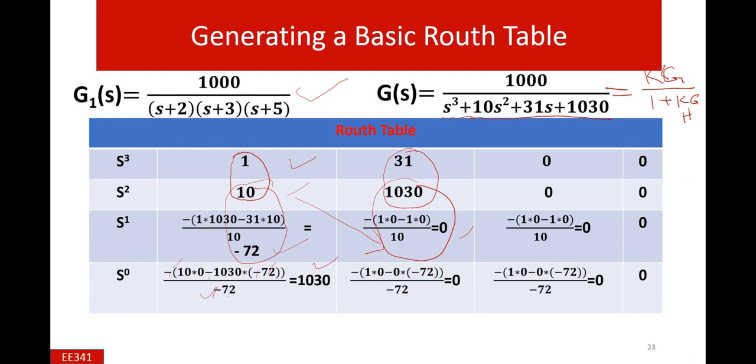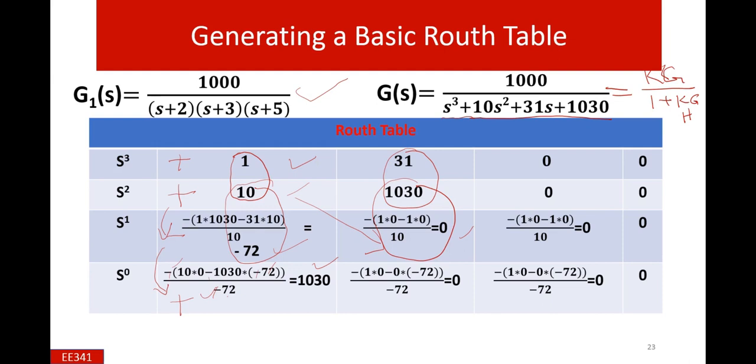So what is the result from the Routh table? By observing the first column, the first element has a positive sign, the next element also has a positive sign, the third element has a minus sign, and the fourth is positive. So from positive to negative, one sign change. Then negative to positive again, the second sign change.